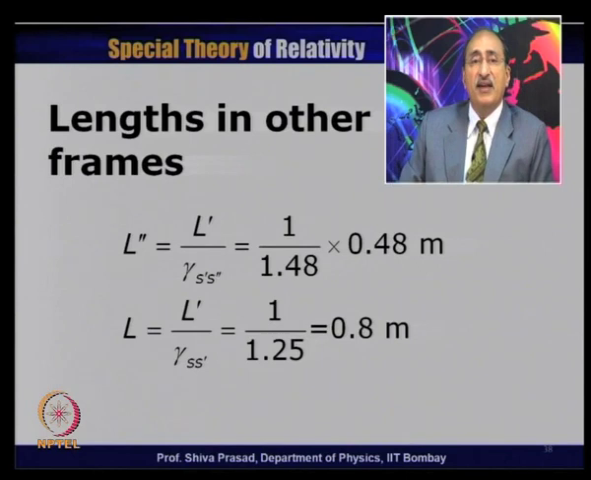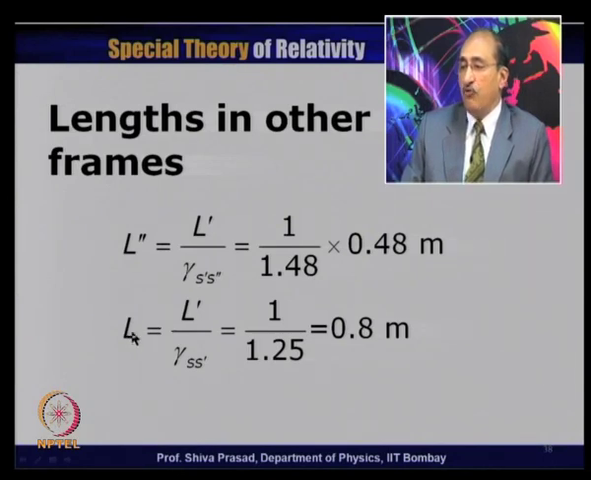I have to calculate the length in the s double prime frame of reference and in the s frame of reference, and both have to be obtained by dividing by the appropriate gamma, because I am always flying in the direction of the arrow. Remember, it is length contraction, so the formula is dividing by gamma. So, L double prime will be L prime divided by gamma S prime S double prime, which, as we have calculated, was 1.48 divided by 0.48. So, this just becomes 0.48 divided by 1.48.